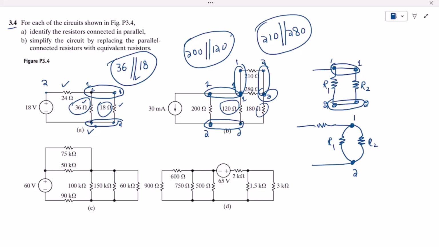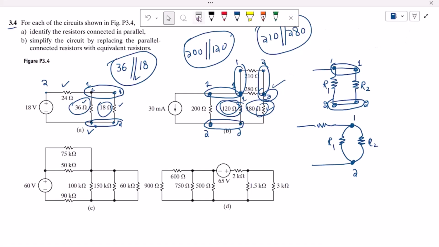Similarly, this one is also not connected in parallel because this second end is not directly connected with this one because of this 180 ohm resistor. Similarly, if you see this 120 and this 18, let us see it as well. Here you can see that this is the first end. Let me first remove them.